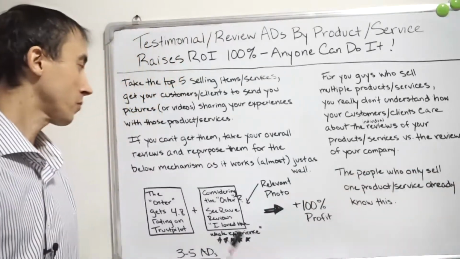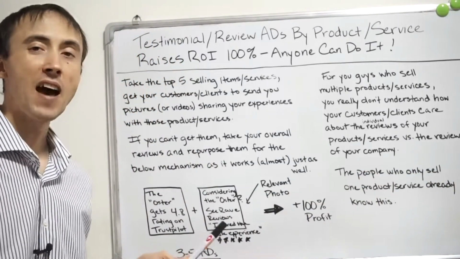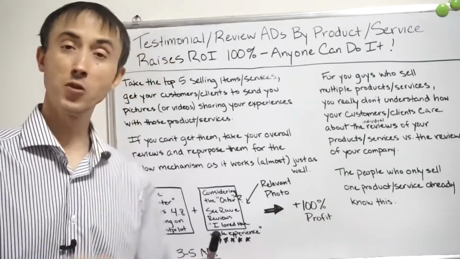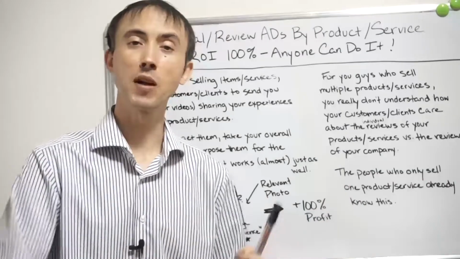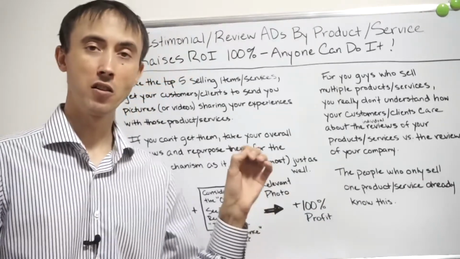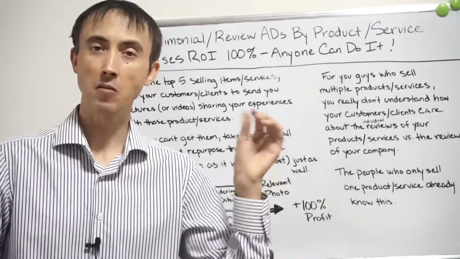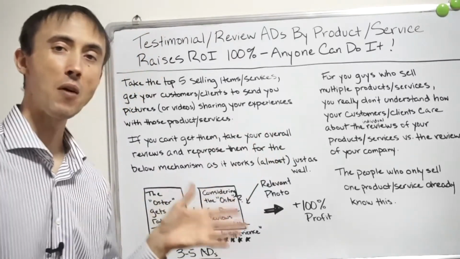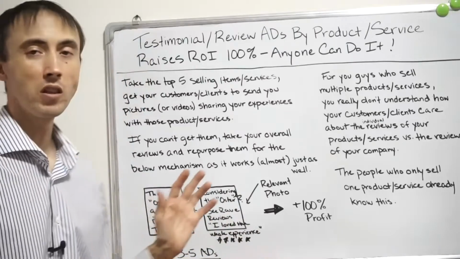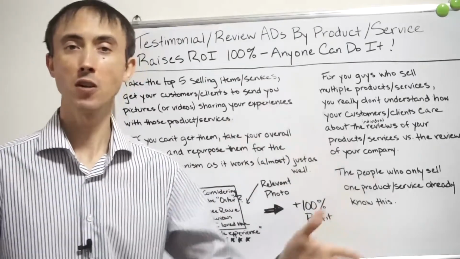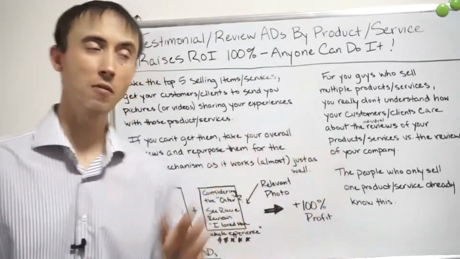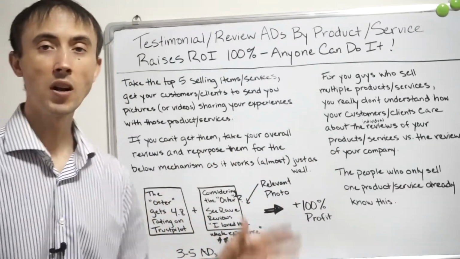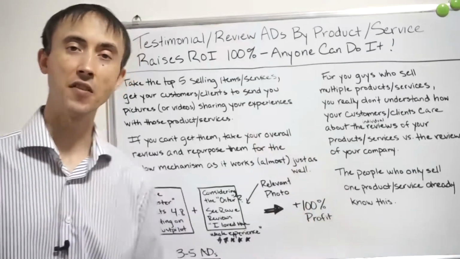And so 3 to 5 ads, I would recommend doing 5 ads per product or per service, if you for sure want to get that plus 100% ROI on your new traffic that you're driving into that product or service. But sometimes you can get by with 3. But since we're only doing it for 5 products or 5 services, depending on if we're selling a product or service here, it's not that much work. We're talking about at most 25 ads. Anybody can put that together.